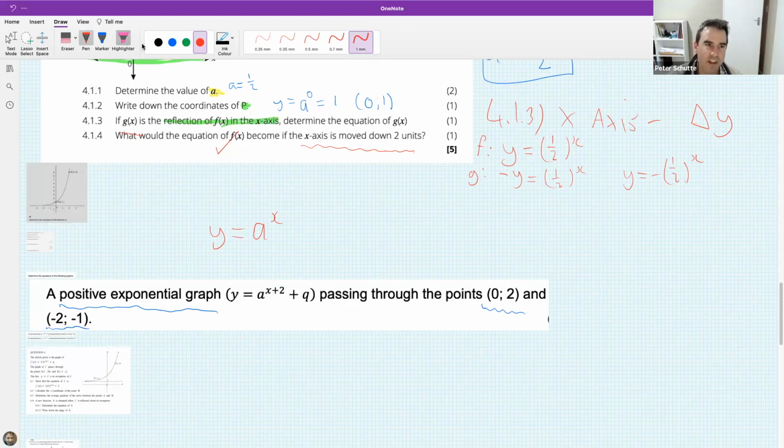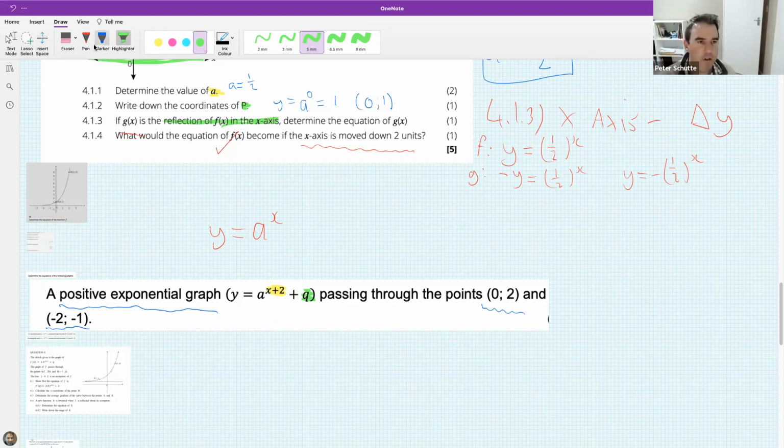So this thing over here, this x plus 2, is actually a horizontal shift. It shifts 2 units to the left, and the q is a vertical shift. It's a shift upwards. So that's important. The x plus 2 shifts 2 units to the left, and the plus q shifts it upwards or downwards, depending on what q is.